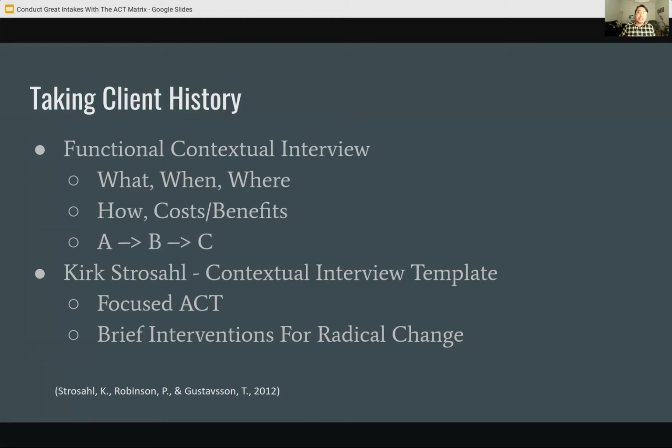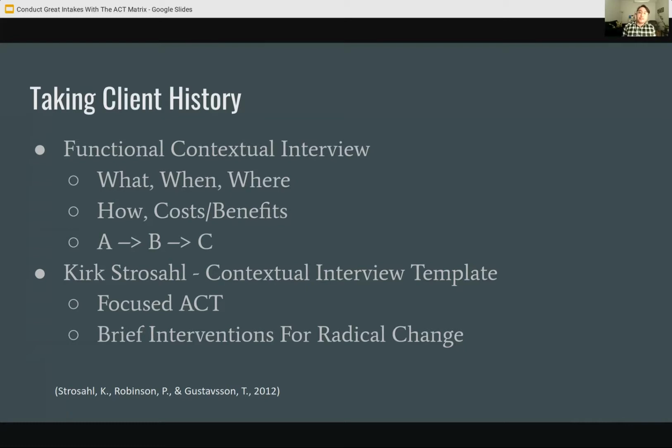My history taking portion of the intake lasts only about 15 to 20 minutes. I tend to take a much briefer history than other clinicians I know, but I make up for it during the next step that we're going to talk about, which is the ACT matrix itself.